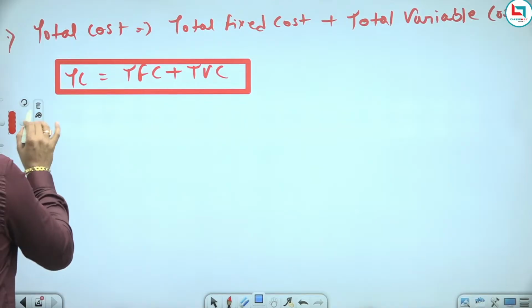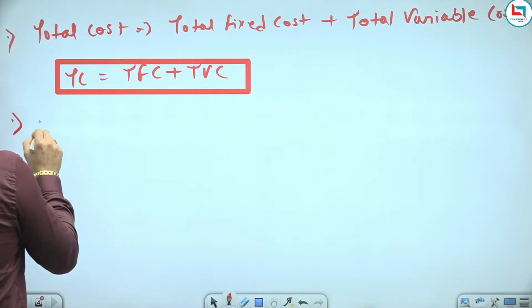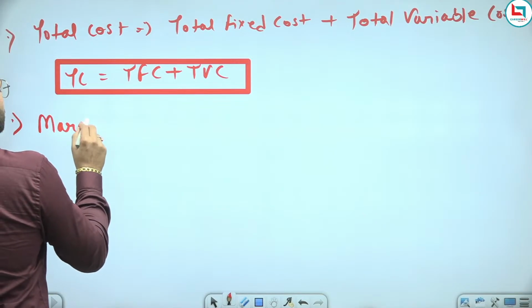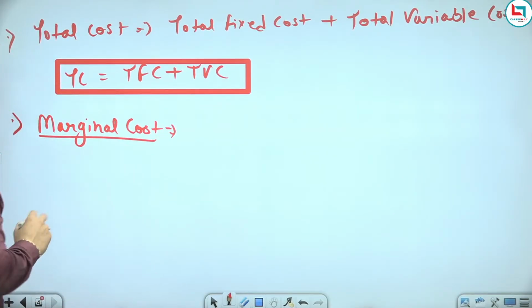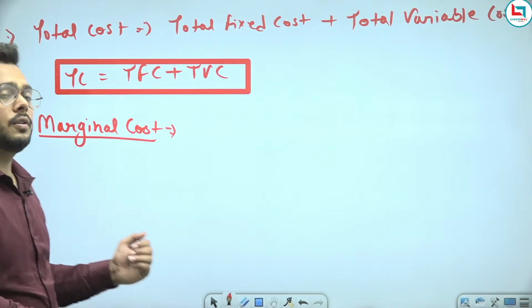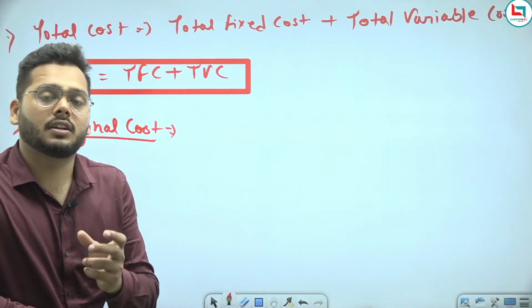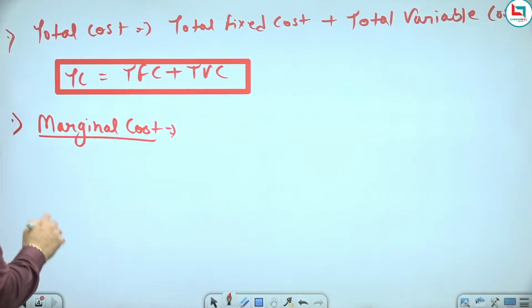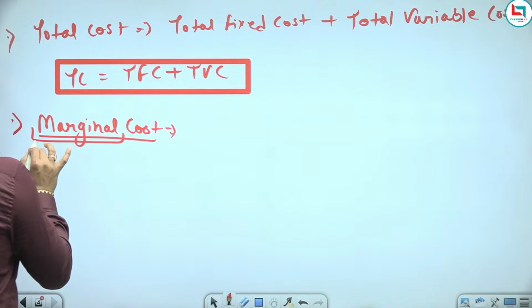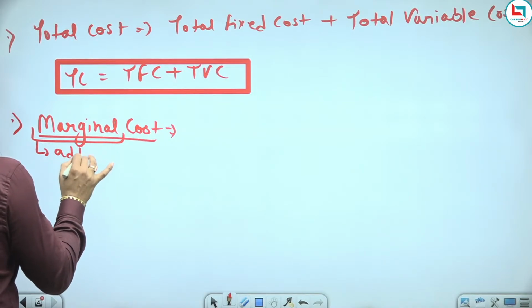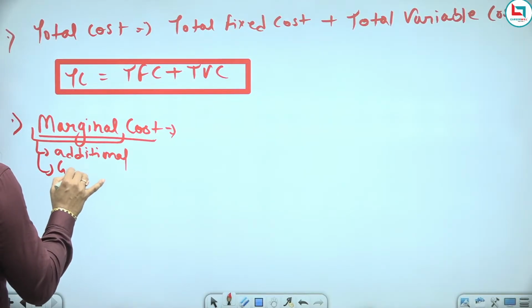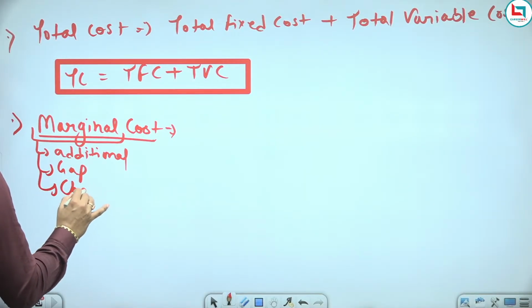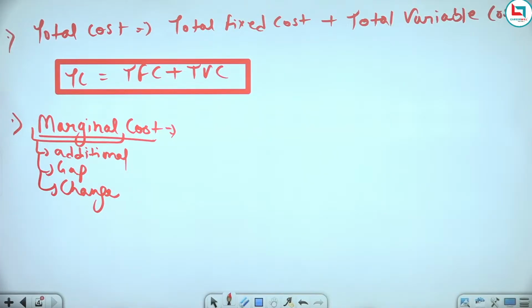Here also you need to understand the meaning of marginal cost. What do you mean by marginal cost? As you all know, marginal cost means whatever amount is incurred on the addition. Marginal means what? Additional. There is a gap, a change. Anything to which you are doing any addition, or doing any change, this is what is called marginal.